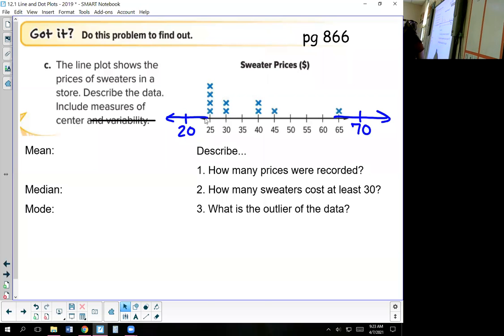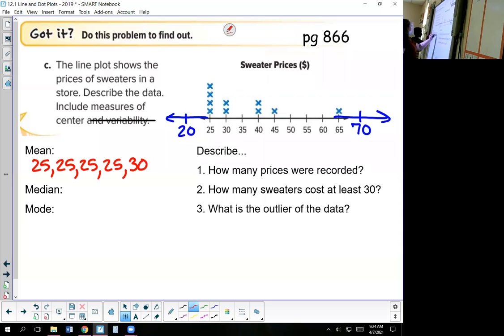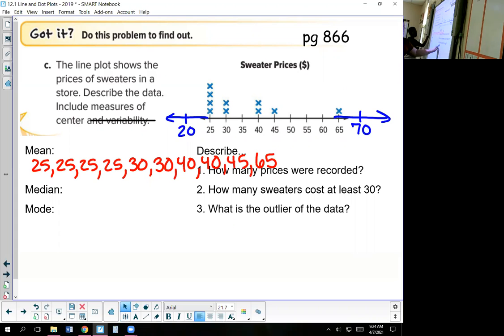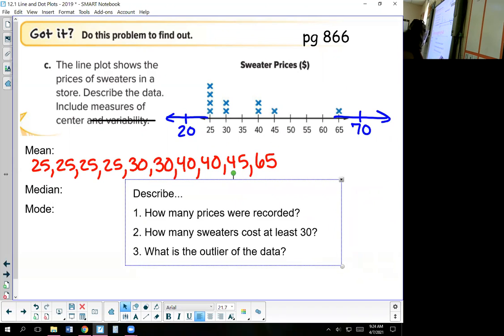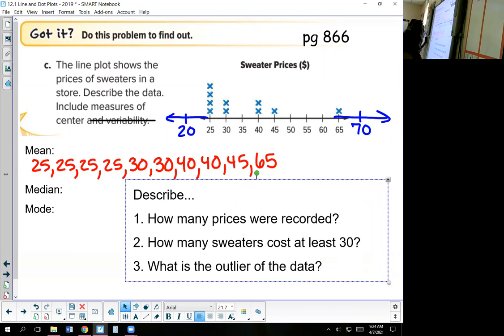So let's do that together. I'll write it down with you, okay? So we have how many 25? We have 4. So we have 25, 25, 25, 25. That's 100. We have 2 30s, 2 40s, a 45, and a 65. Okay, so now I would like you to find the mean, the median, and the mode, and then answer these questions about the data.